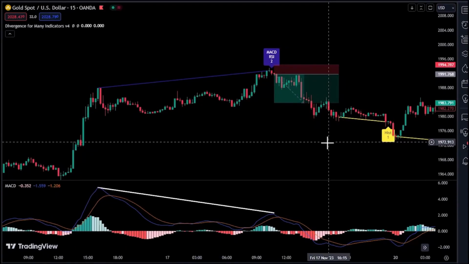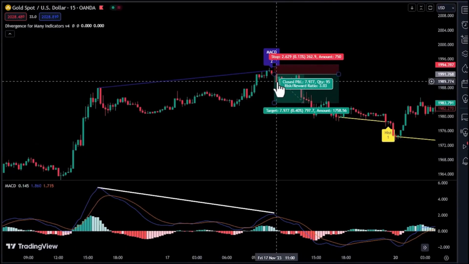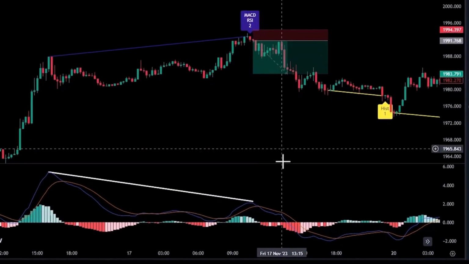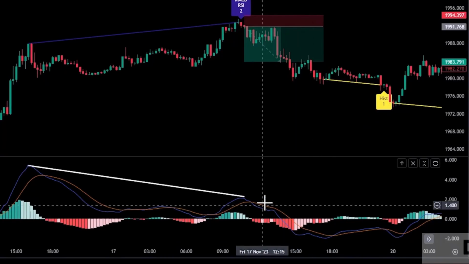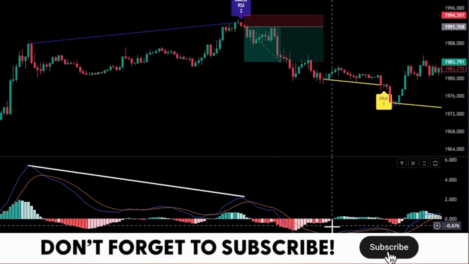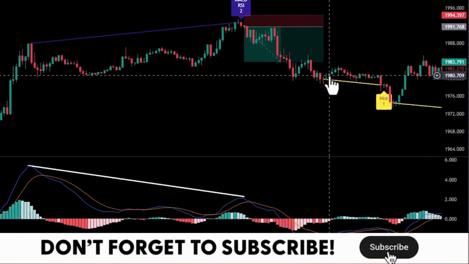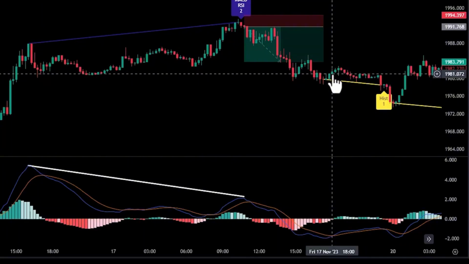For example, here, as you can clearly see, we took a short position, and on the MACD indicator itself, we currently do not yet have an exit signal at this moment. Until this area, when we enter this area, can we exit our position here?